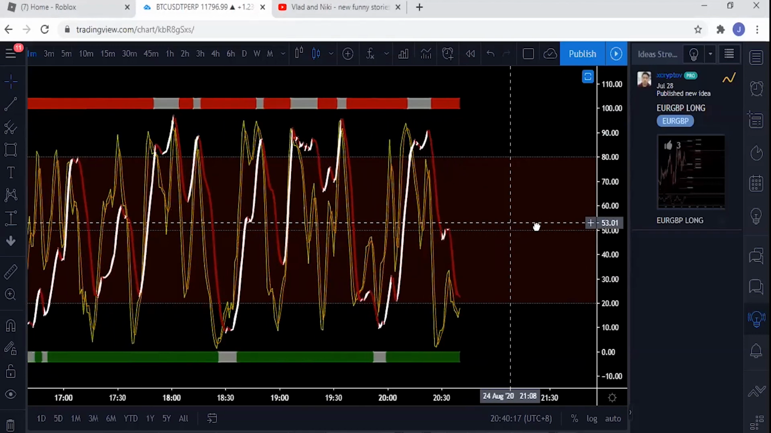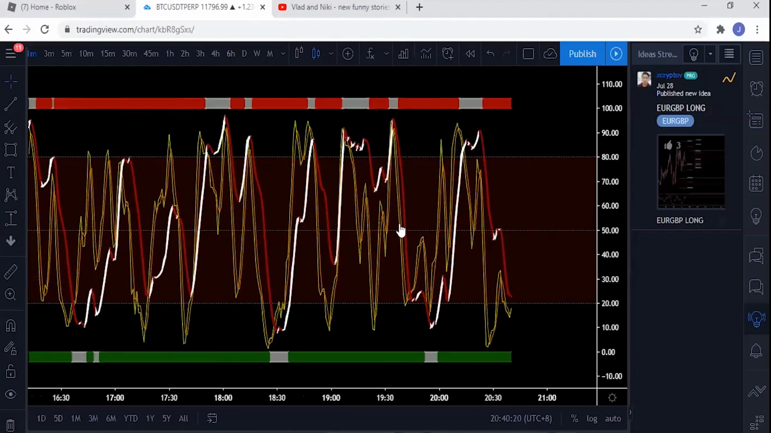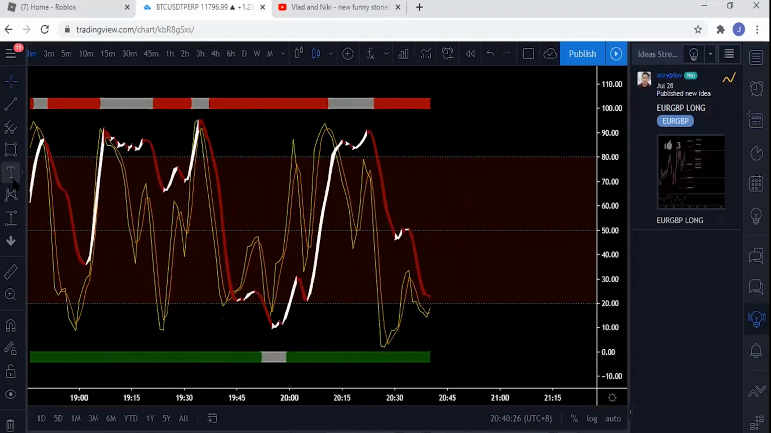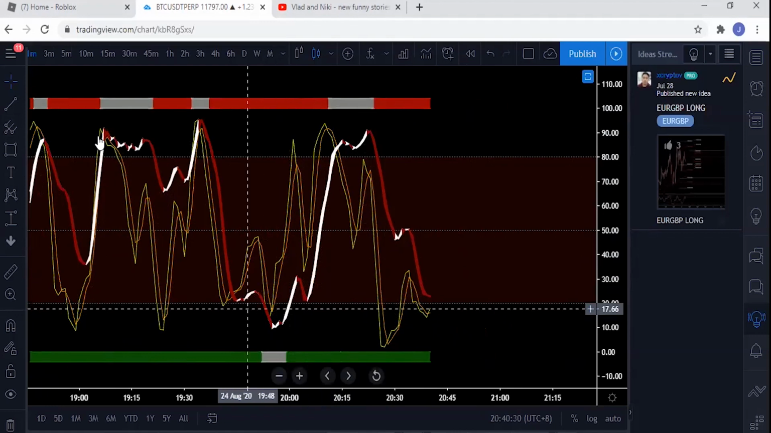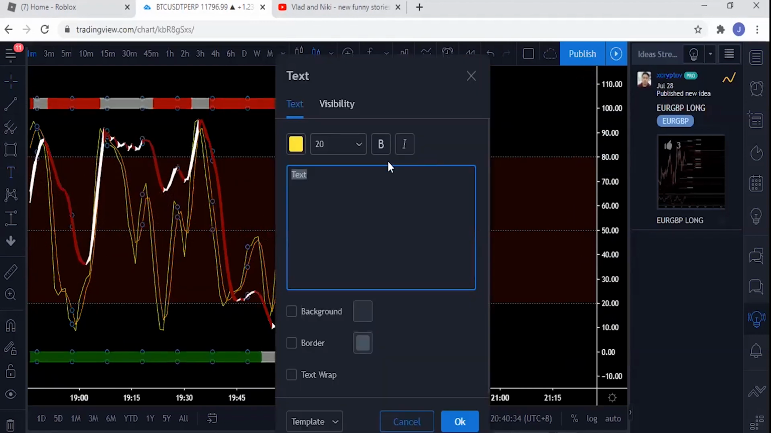So this is our shadow script. What composes our shadow script is, first, our shadow, the red and the white shadow. That is our shadow. This is our trend indicator.